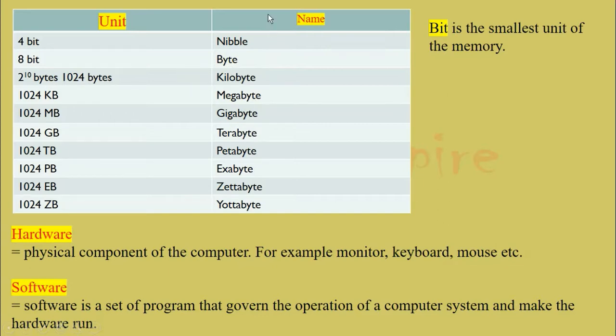Hardware. Hardware are physical components of the computer, for example monitor, keyboard, mouse, etc. Software. Software is a set of programs that governs the operation of a computer system and makes the hardware run. A machine is a machine. So if you want the machine to run, you have to install some software in it so that the machine would know what it has to do.